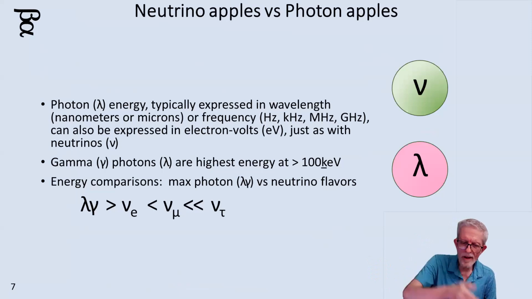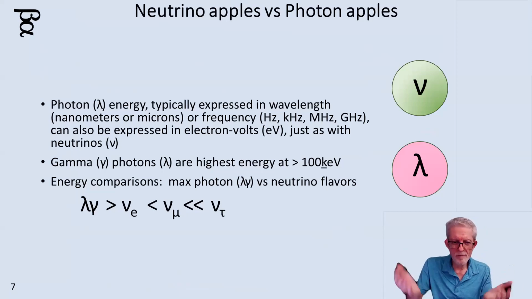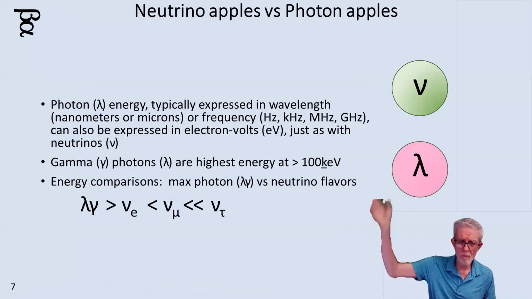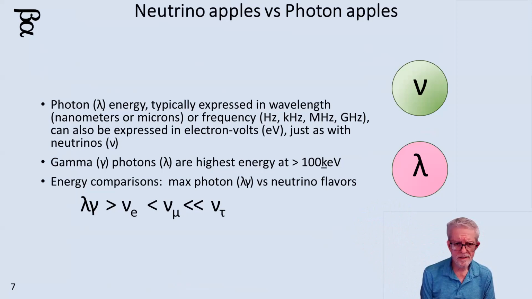But given that there's low energy neutrinos and high energy neutrinos, you have a relationship, which is what you see down at the bottom here. That first symbol represents photon, the second symbol represents gamma. So it's a gamma photon. A gamma photon has more energy than an electron neutrino, but it has less energy than a muon neutrino. And it has a lot less energy than a tau neutrino. So now you can see the energy apples to apples comparison: photons are nowhere near as energetic as neutrinos, and the highest energy neutrinos are a lot more energetic than photons.